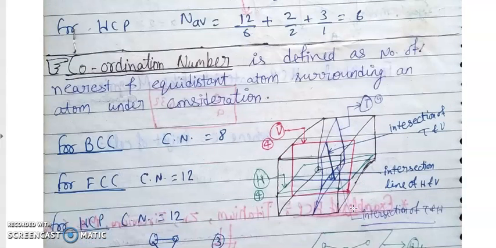Now move towards the coordination number. The coordination number is defined as the number of nearest and equidistant atoms surrounding an atom under consideration. For BCC the coordination number is 8, for FCC it is 12, and for HCP it is 12. Meaning for FCC and HCP the coordination number is the same, while for BCC it is 8. If you select any atom, the nearest and equidistant atoms will give you the coordination number.